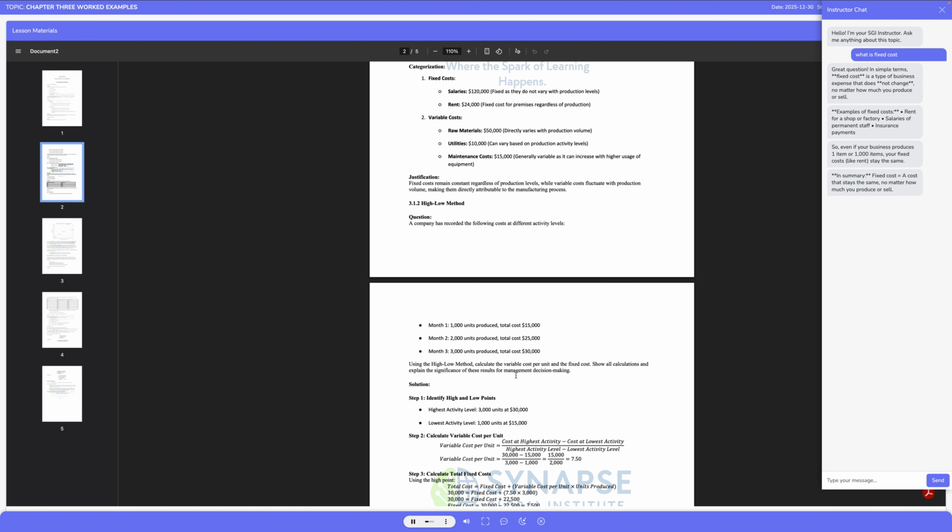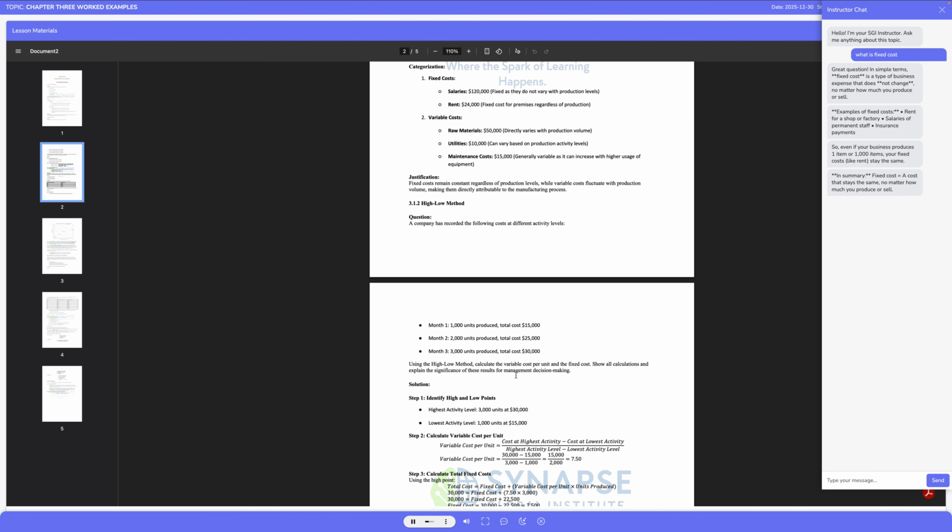This is done by taking the change in total cost and dividing it by the change in activity level. The difference in cost between the high and low points is $30,000 minus $15,000, which equals $15,000. The difference in activity is 3,000 units minus 1,000 units, which equals 2,000 units. Dividing $15,000 by 2,000 units gives a variable cost per unit of $7.50.